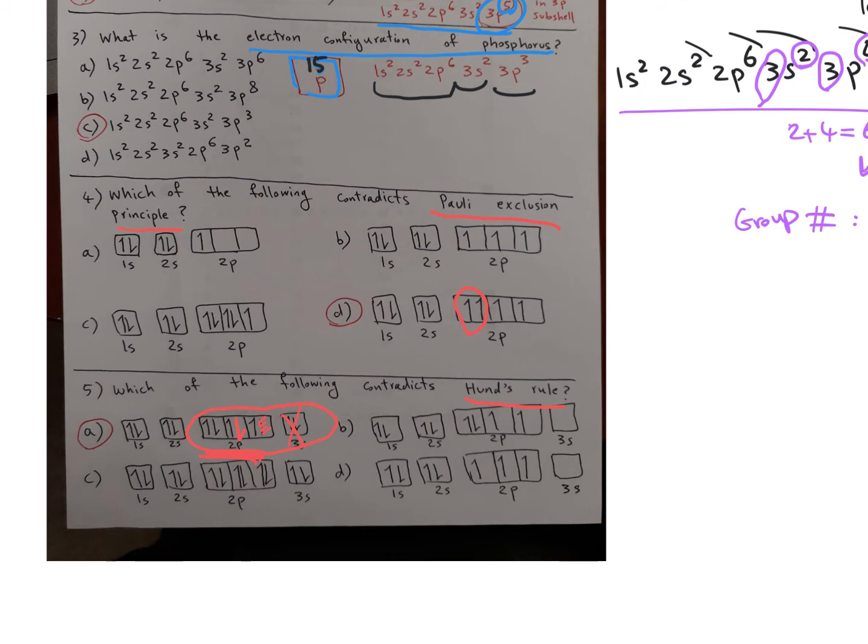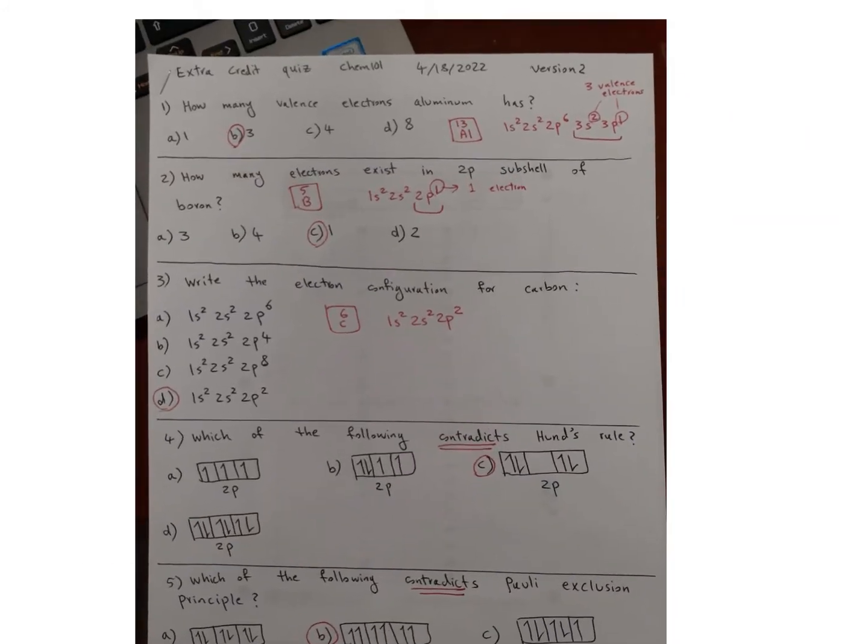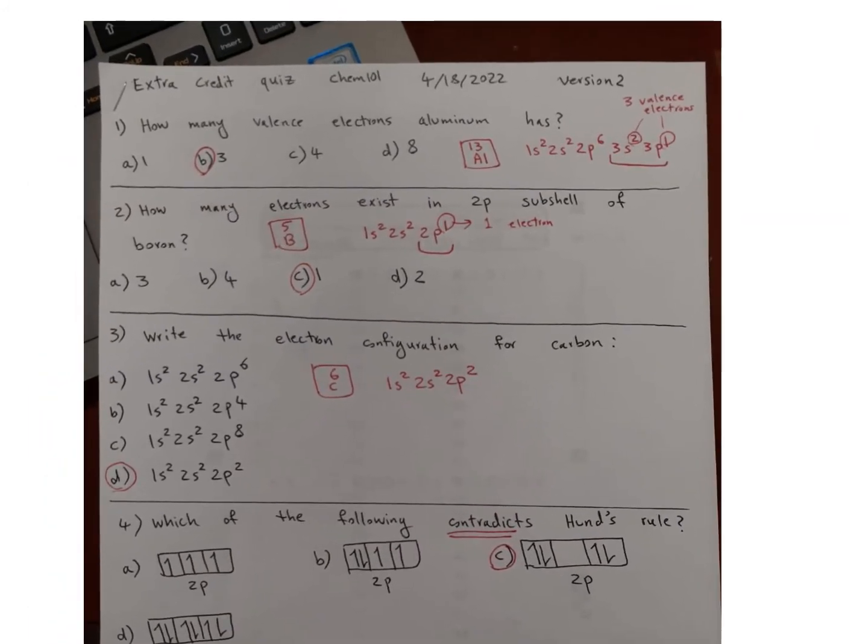So if we're good on that, I'm going to quickly go to the second version of the extra credit. So it's really similar to the previous one, as you see. If you know the other one, this one is pretty easy. What is the number of valence electrons in aluminum? Which group is it in? 3A, right? So the number of valence electrons is 3, as simple as that. And then if I ask you what is the number of electrons in 2p subshell of boron, you write the electron configuration, just see how many electrons are in 2p, which is 1 for boron.